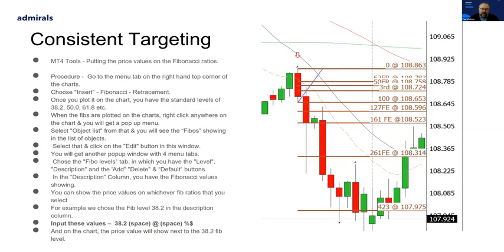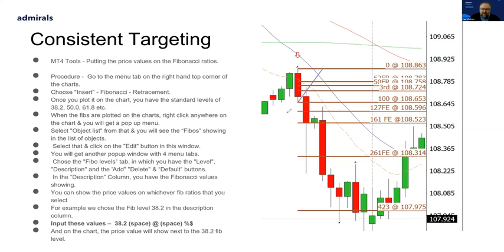I'm not going to read through that, but I suggest you take a screenshot of it as you're watching this. Why? Because on both the MT4 and MT5 platforms provided by Admirals, this allows you to improve the Fibonacci tool. It puts the price values on the Fibonacci ratios and the Fibonacci tools. So here we go, you can read through that. As I said, take a screenshot so you can set this up on your chart later.